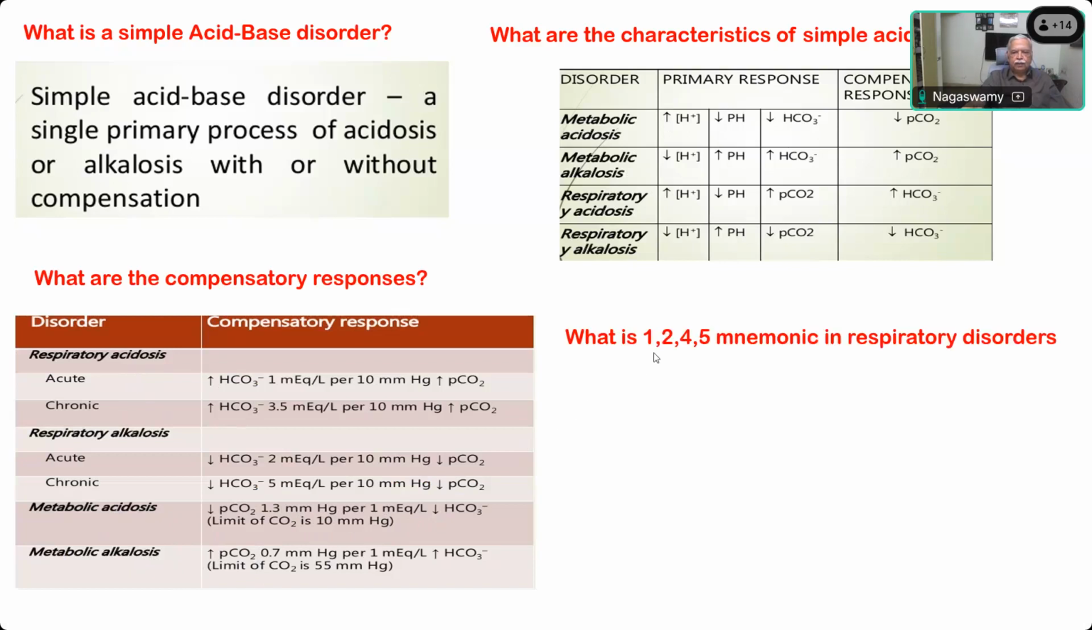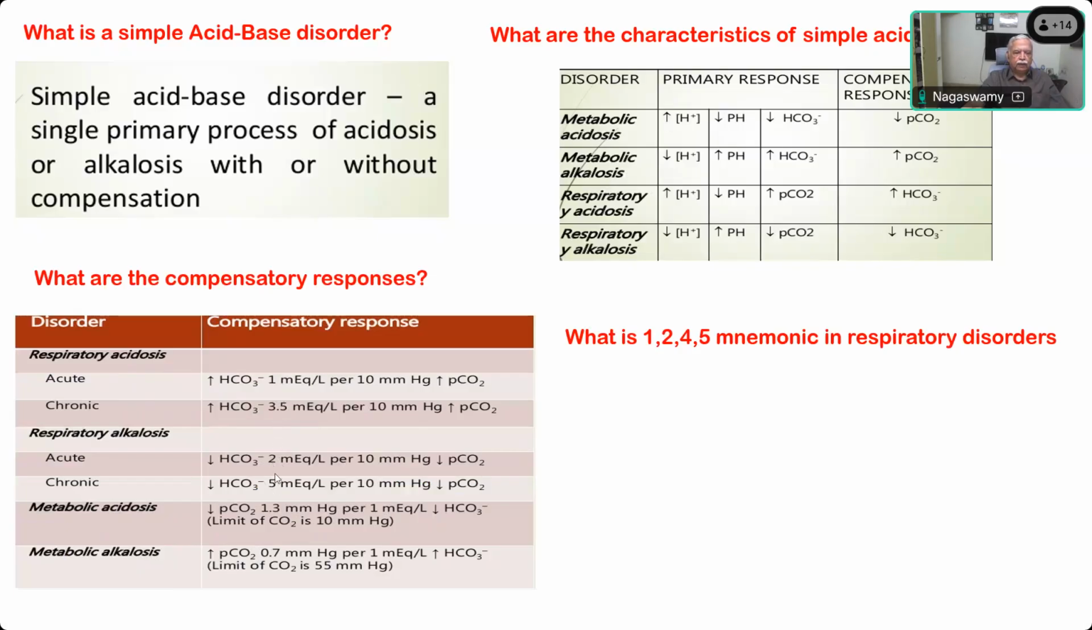That is remembered by a mnemonic called the 1245 mnemonic in respiratory disorders. You can see here in respiratory acidosis, the change is 1 milliequivalent in acute condition. This 3.5 you can remember as 4 milliequivalents in chronic conditions. Whereas in alkalosis, the decrease in bicarb is 2 milliequivalents in acute condition and 5 milliequivalents in chronic condition. So the first 1 and 4 are for the increase in bicarb in acute and chronic respiratory acidosis.